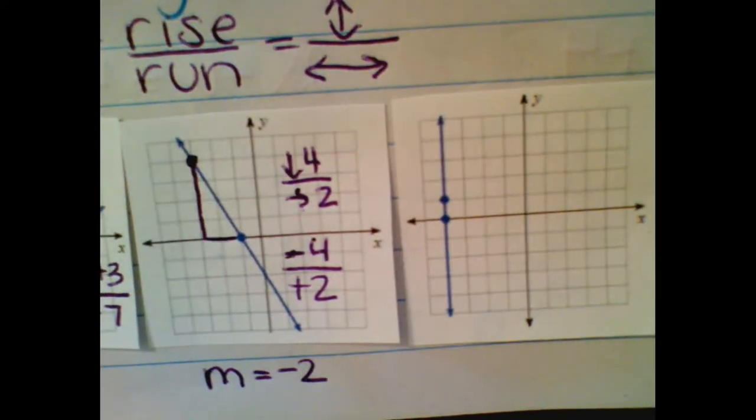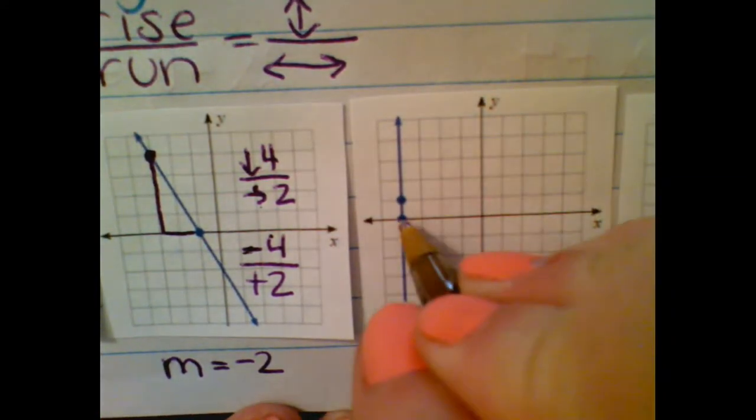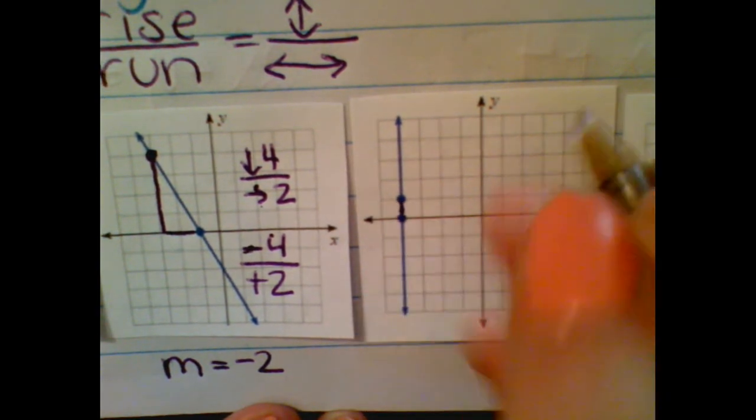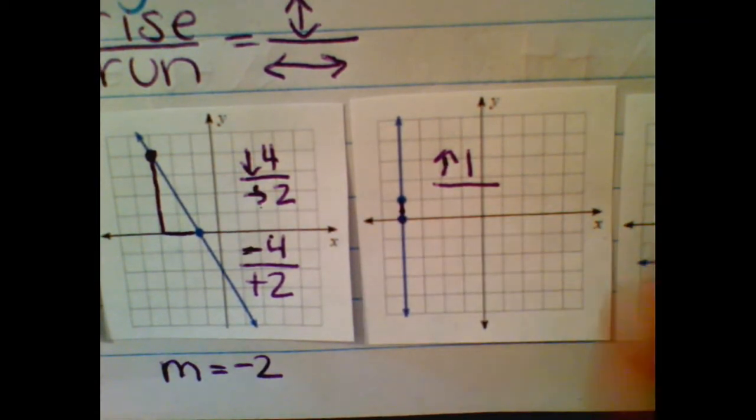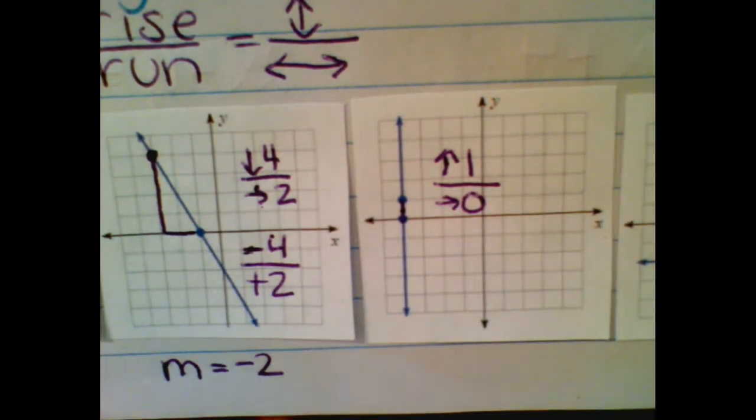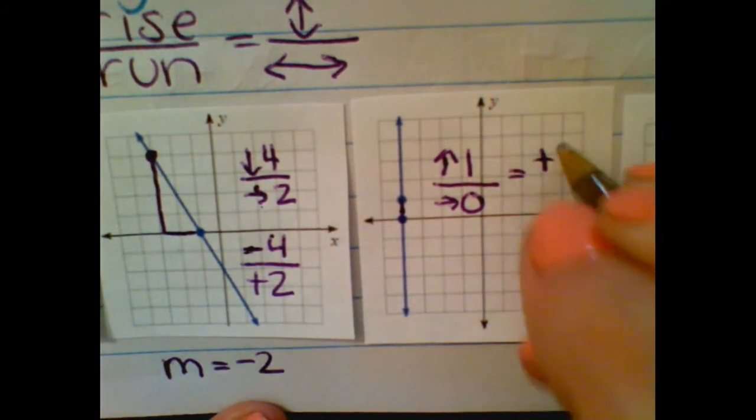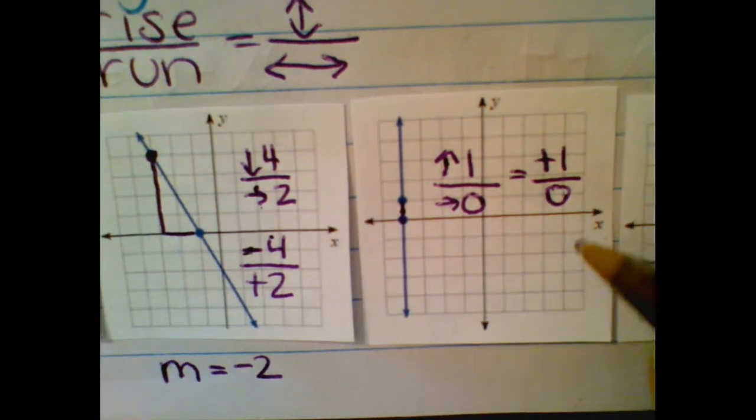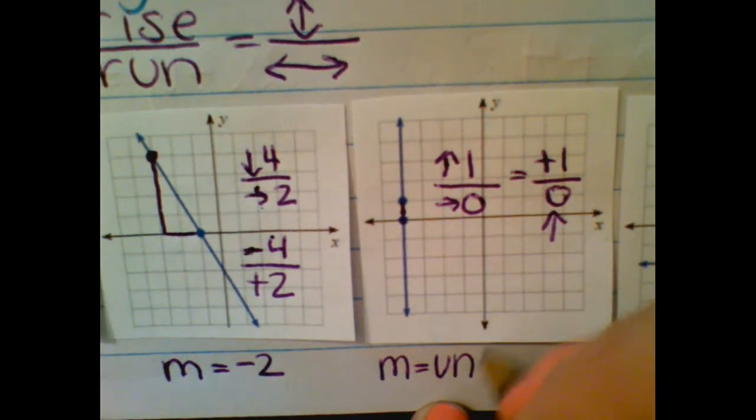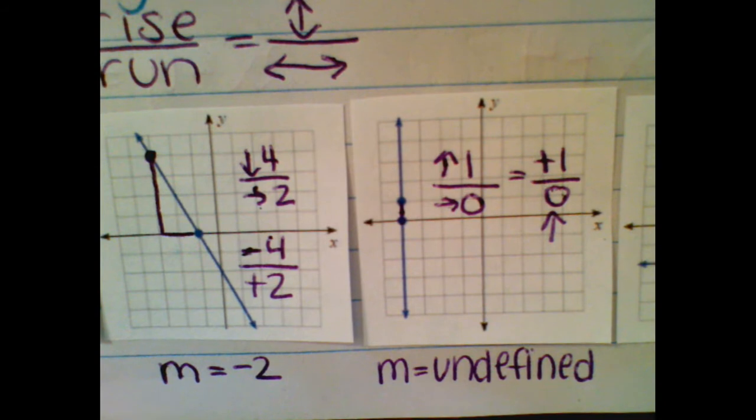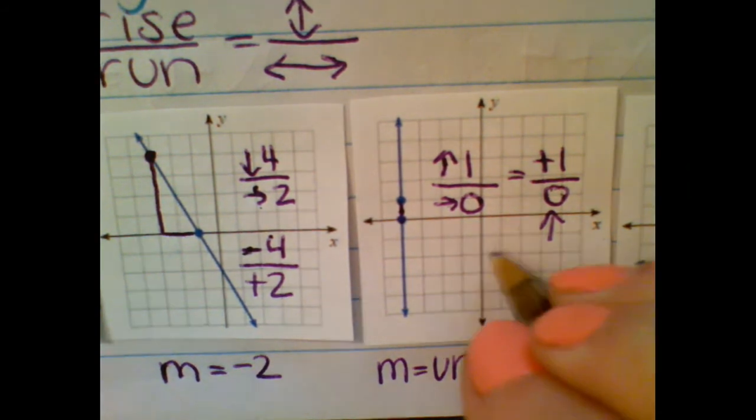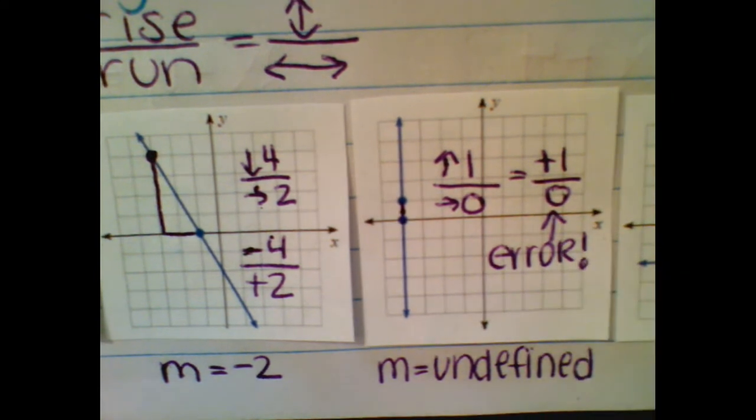This one is the one that always tripped a lot of you guys up. You do it the same way. Start at a point. I go up 1. But do I have to go right or left any? You should be saying no. So right, none. So that means it's a +1 over 0. But 0 is under the fraction. Whenever 0 is under the fraction, that means undefined. Not 0, it's undefined. Because remember, if you type that into the calculator, you will get an error. That means it's undefined.